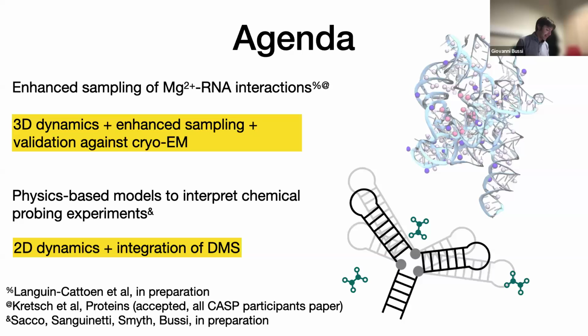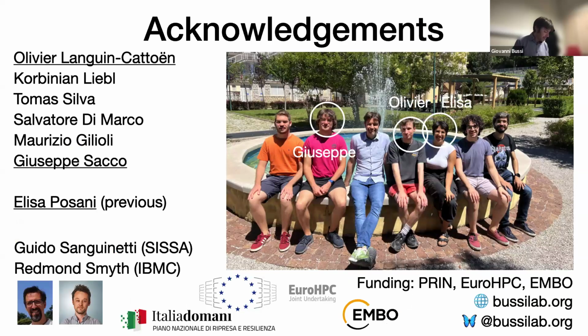These are the two projects that I discussed, very different from each other. One is atomistic MD simulation of magnesium RNA interactions validated against cryo-EM. And the other one is an approach to integrate DMS data with secondary structure prediction that can be used to build ensembles. And finally, let me acknowledge my collaborators.